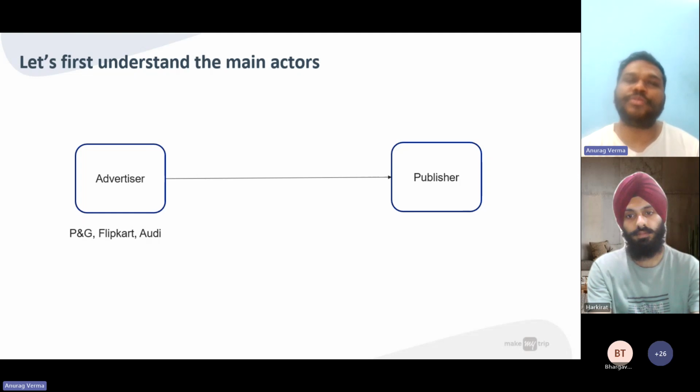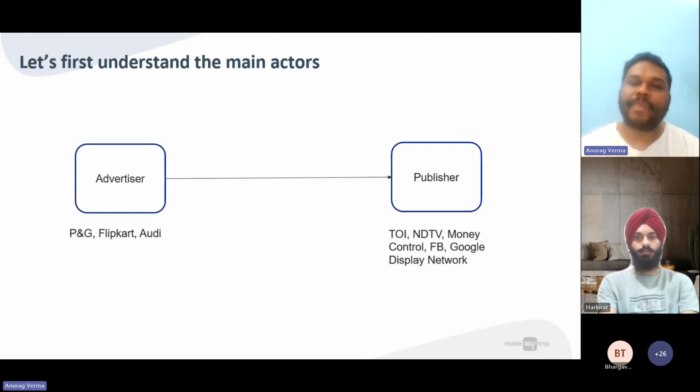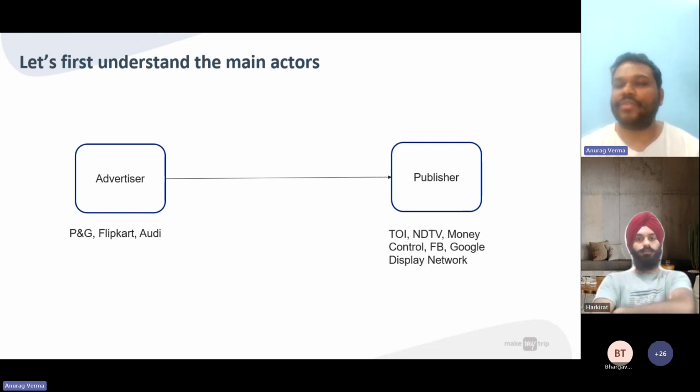Publisher is who is looking to monetize his digital property, be it a website or an app, by running ads on their website or their app, right? And examples of these could be, so obviously, let's talk about some classic publishers, right? So in an Indian context, who would these publishers be? Obviously, all the content websites and apps, right?